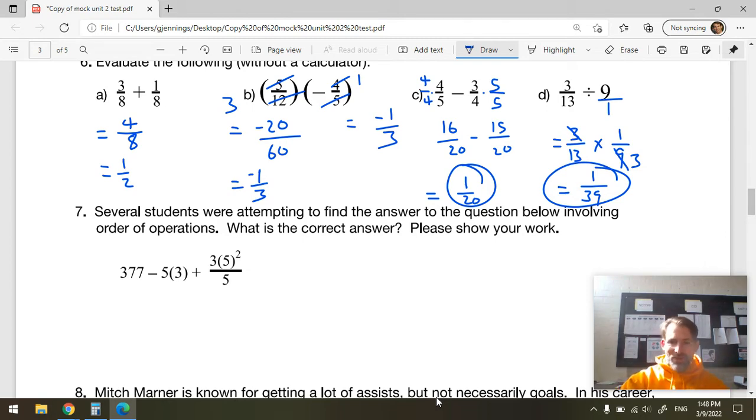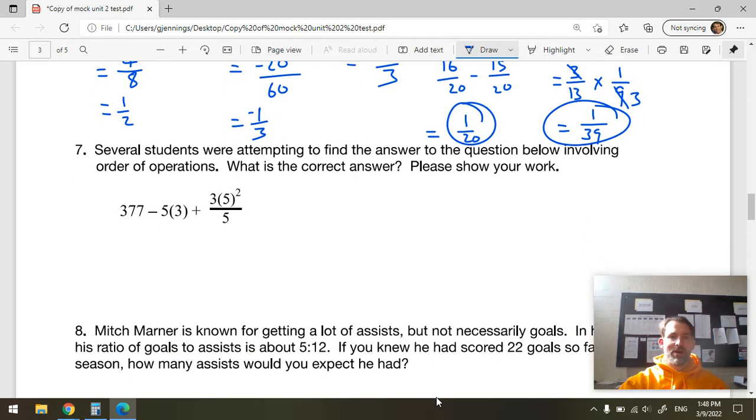All right, let's do this one, everyone. 37 minus 5 times 3 plus all of this. Okay, so let's say this is equal to, I got to leave that alone. I can't do anything to it until I do this multiplication. -5 times 3 is -15. Plus, well, all this stuff.